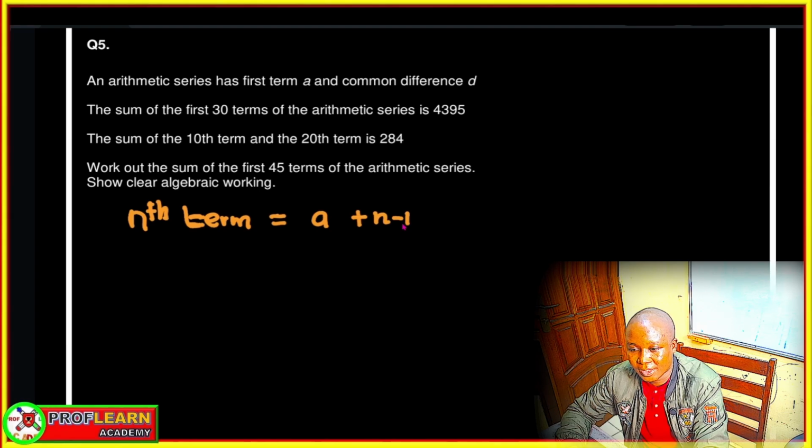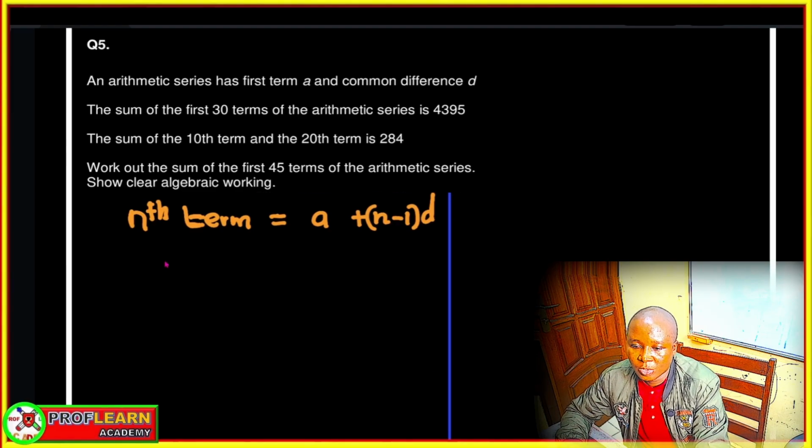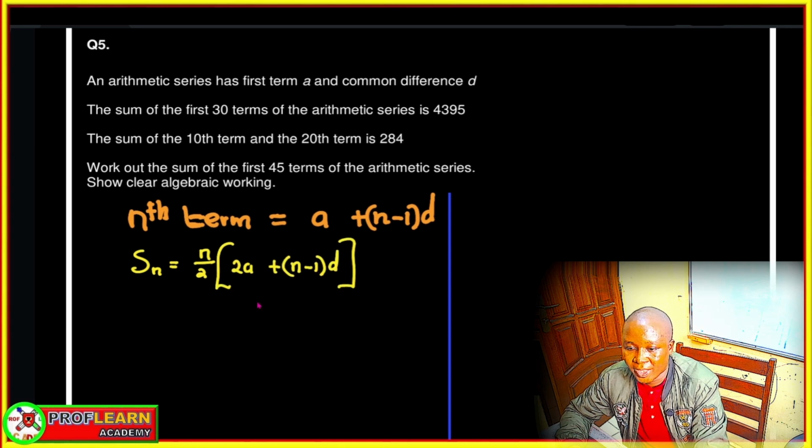Nth term is first term plus n minus 1 into d. That is the formula for the nth term of an arithmetic series. Also, you have to remember the sum of n terms is n over 2 into 2a plus n minus 1 into d. That is the standard formula for the sum of an AP or arithmetic series.